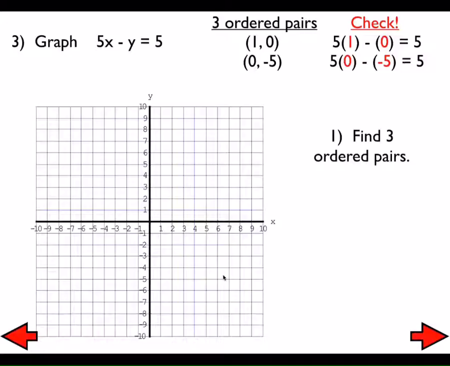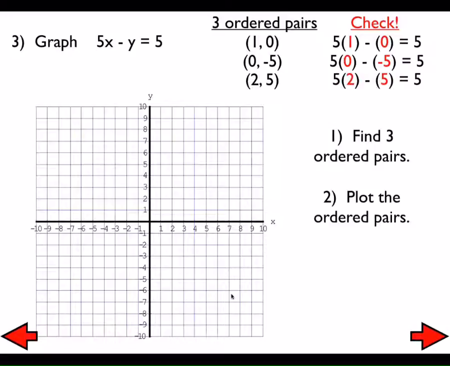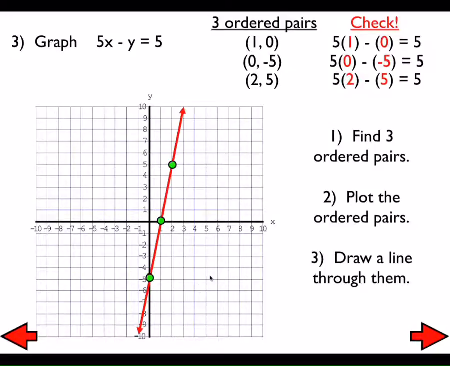Here's my third ordered pair. Let's see what happens if I plug in 2. So 5 times 2 minus something has to equal 5. 10 minus something has to be 5. Yep, this one would have to be positive 5. So now I have my 3 ordered pairs. Go ahead and plot them. Make sure they line up, and draw your line through it. And don't forget to label it.